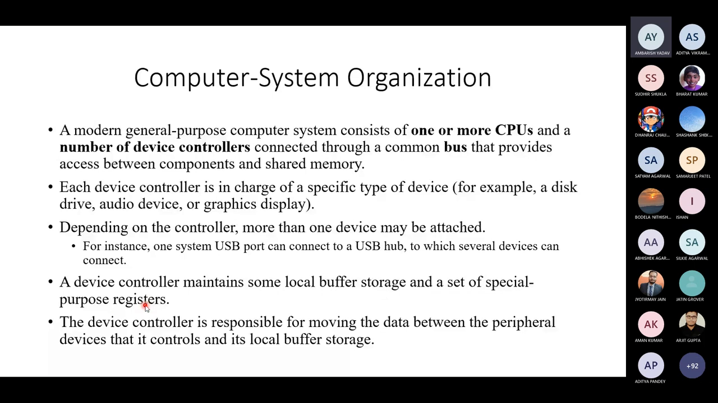So the registers are memory locations closely associated with the processor, and cache comes between the processor and RAM. RAM comes in between cache and hard disk. A device controller is responsible for moving data between the peripheral devices and its local buffer storage. The device controller controls how data moves to the registers and to the local buffer storage.